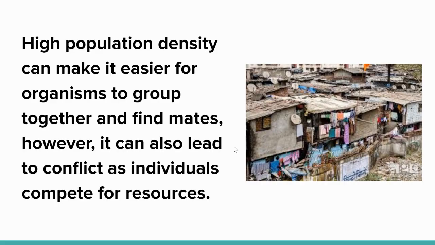High population density can make it easier for organisms to group together or find mates. However, it can also lead to conflicts as individuals compete for resources. As you can tell, here at Concord in 2022, our population this school year is really, really high at the high school. There's about 1,800 students here, and it only continues to grow because people continue to move into this area. And so now we're competing for resources. We're competing for spots here at the high school.